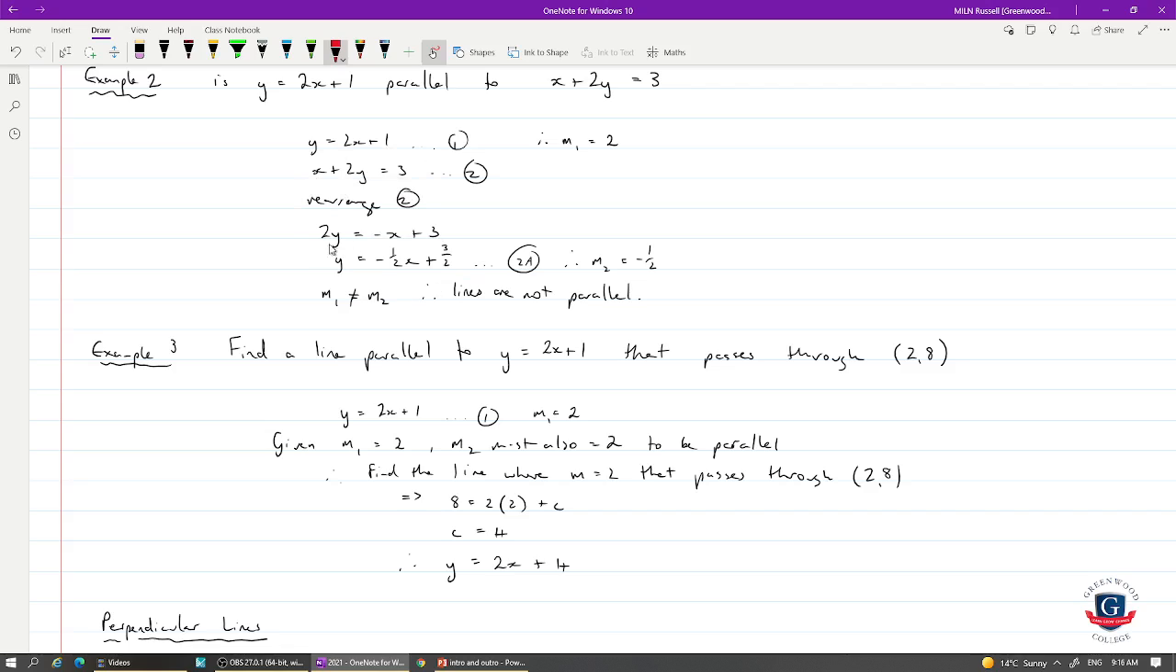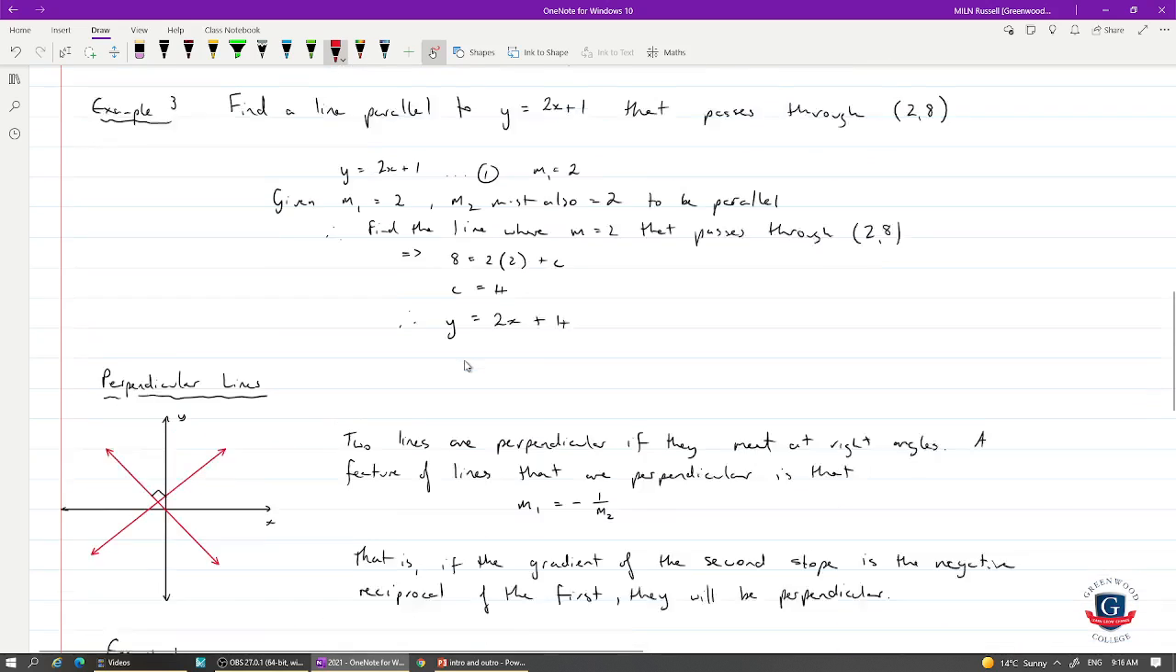And over here it's in slope-intercept form. And we can see now that the gradient of the second equation is actually negative a half. Now because negative a half is not the same as 2, these lines are not parallel. They will intersect at some point.